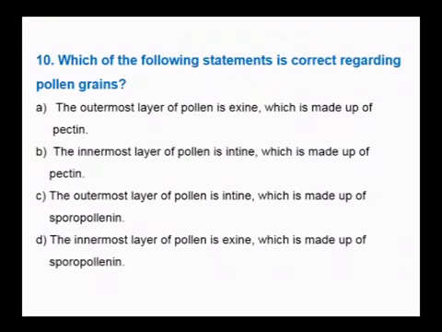Next question. Which of the following statements is correct regarding the pollen grain? The outermost layer of pollen is exine, correct. Which is made up of pectin? No, it is made up of sporopollenin. The innermost layer of pollen is intine, correct. Which is made up of pectin? This is correct, pectin and cellulose. The outermost layer of pollen is intine, wrong. The innermost layer of pollen is exine, wrong. Therefore, the correct option is B.